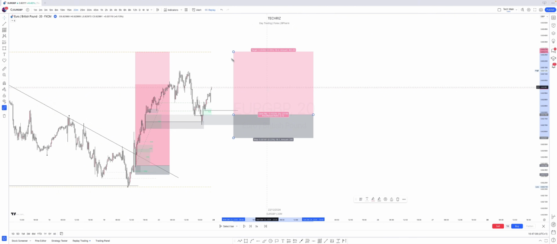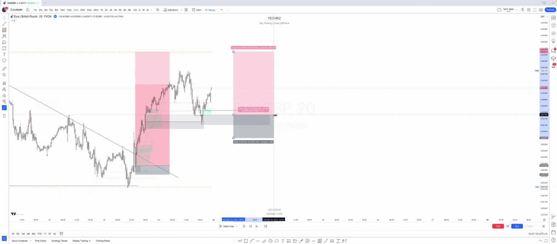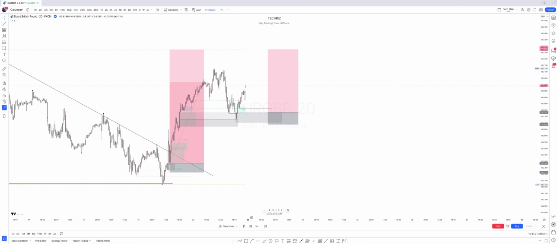Remember that all roads lead to the final target. Every trade we're taking is in respect towards where price wants to head to finally. All roads lead to the final target. So this is a 5-hour trade, and let's see how it goes.